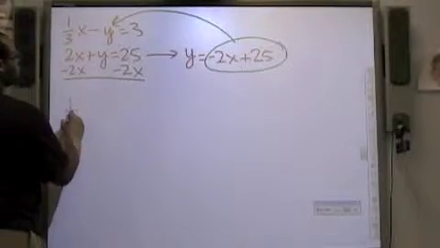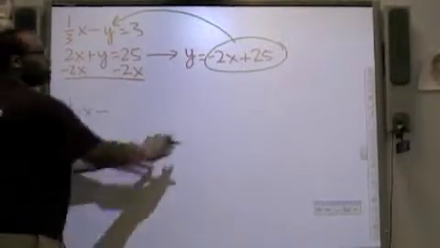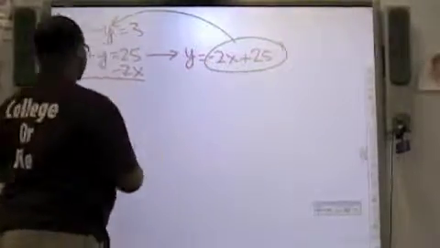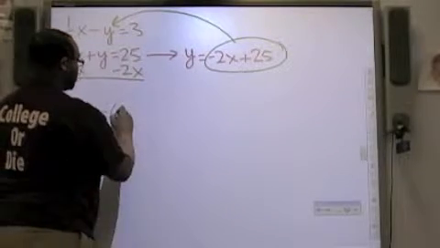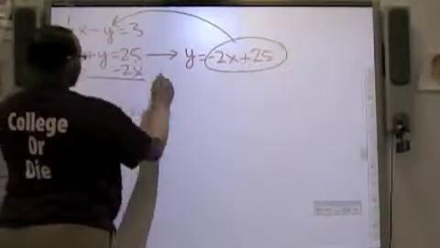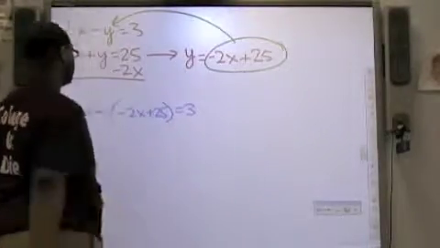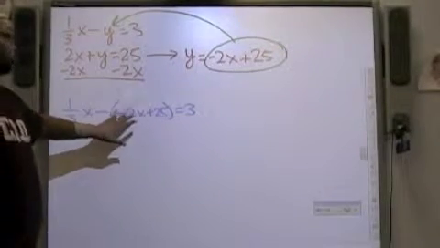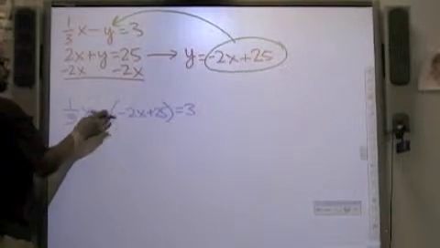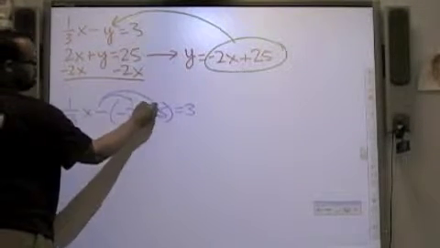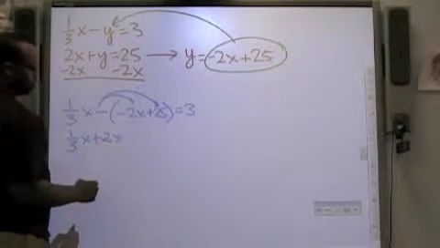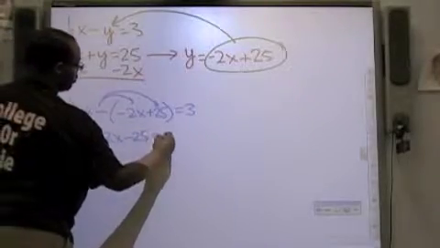So I'm going to have a 1/3 x minus. Now, because this is an expression that has 2 terms, I need to create parentheses because that's a grouping there. And so I'll have, open my parentheses, negative 2x plus 25, and then that's going to be equal to 3. And now I need to use this information to solve for x. So what I'm going to do is distribute this implied negative 1 here and have 1/3 x plus 2x minus 25 equals 3.